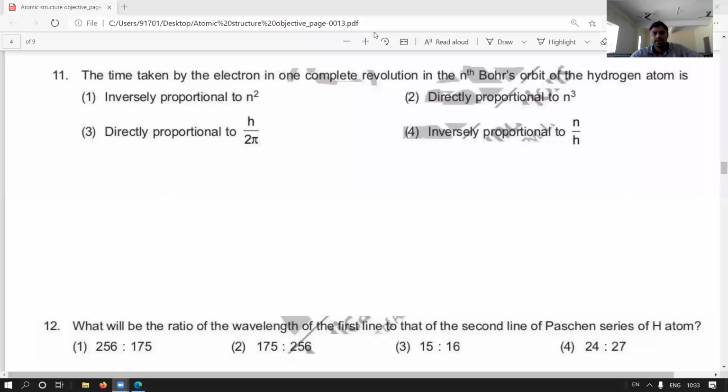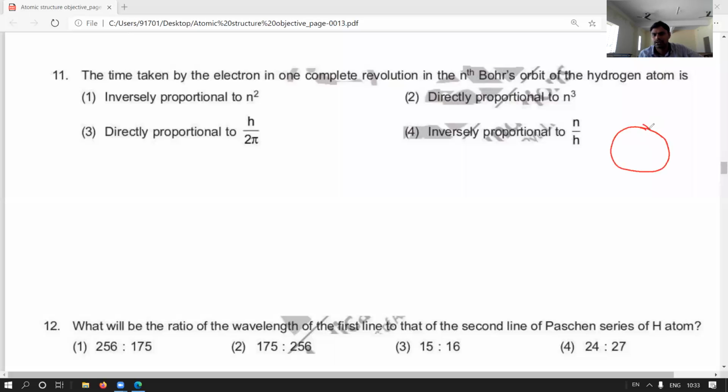This is very, very important. These formulas we have not discussed. Let's see. Now I will discuss those very, very important formulas. According to Bohr theory, the electrons revolve around the nucleus in stationary orbits. This is stationary orbits.